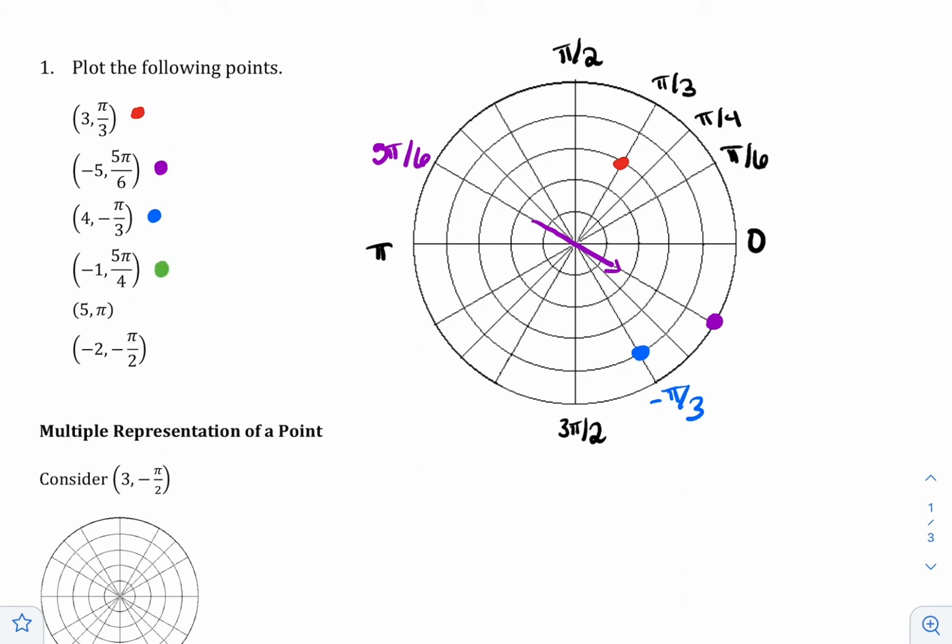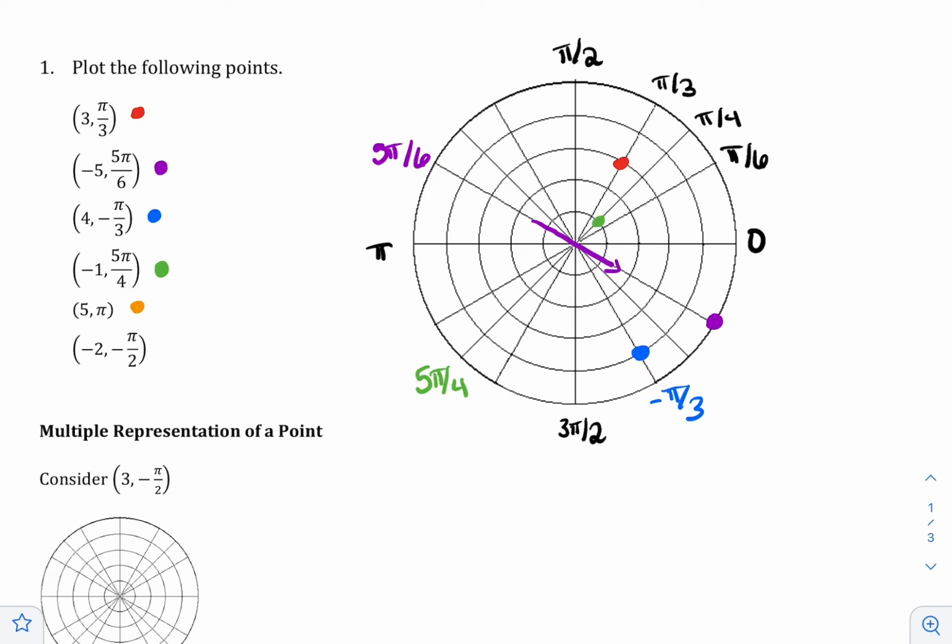5 pi over 4, negative 1 comma 5 pi over 4. So first, let's go to 5 pi over 4. 5 pi over 4 is the angle in quadrant 3. But because r is negative, I've got to go backwards. I'm going to walk backwards. So I'm going to go here to pi over 4.